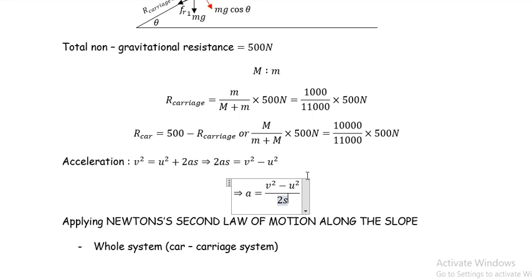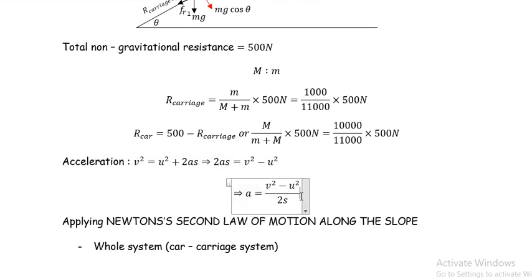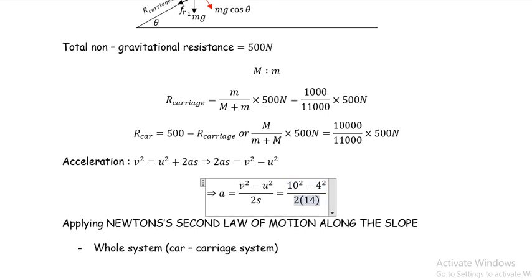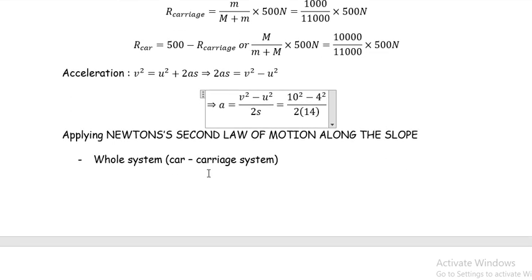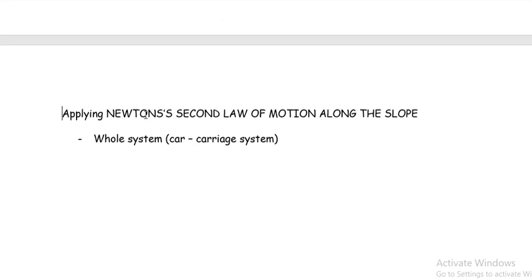We have v, we have u. Your v is 10 meters per second, your u is 4 meters per second, and your s is 14 meters. So you will be the one to find the value. I'm just going to input the values, you punch and have your answer. So this is 10 squared minus 4 squared divided by 2 times 14. You will get your answer of the acceleration. Now let me take you guys to the next page.